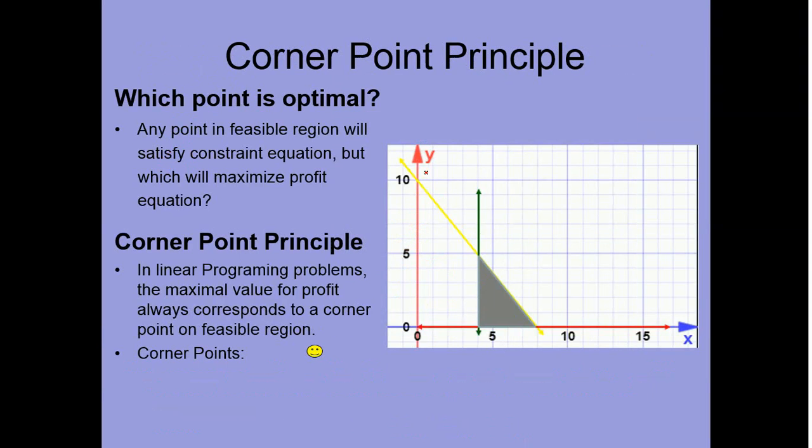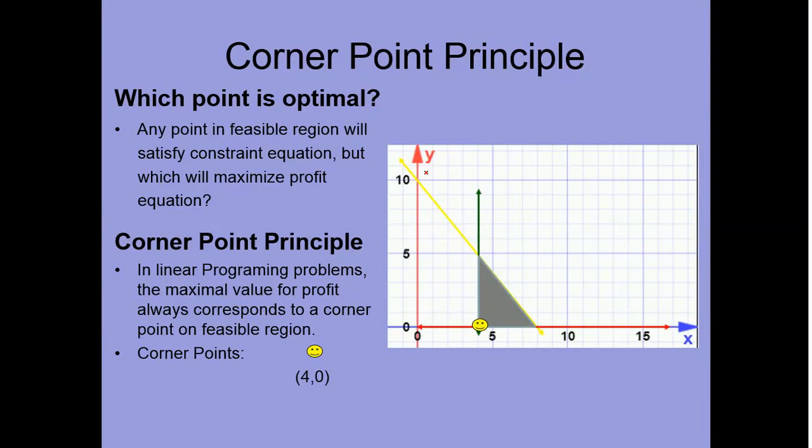So now, which point is optimal? Well, any point in the feasible region is going to satisfy what we want. But what's going to give him the most money? So what you're going to do is use the corner point principle. Basically, in linear programming, the maximal value for profit always corresponds to a corner point. The corner points are basically where the lines intersect with one another. So let's find our corner points.